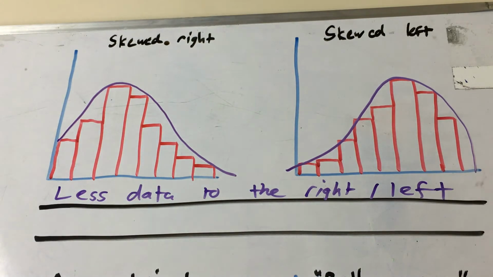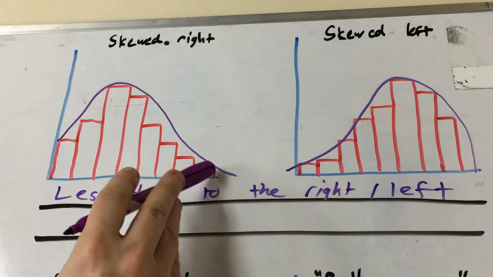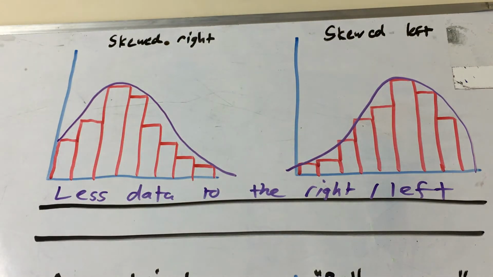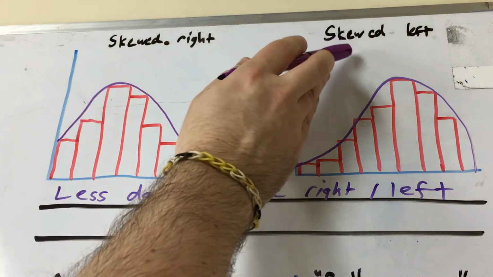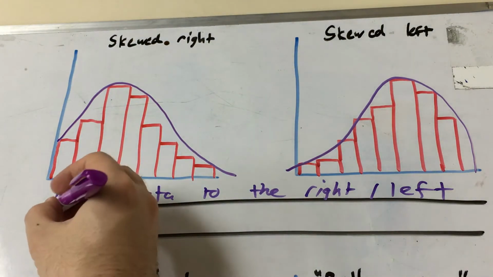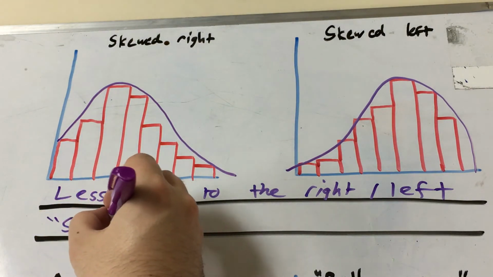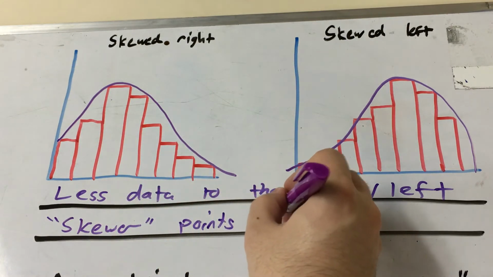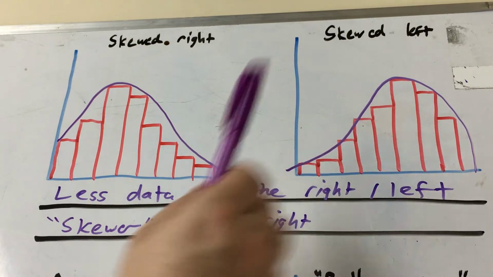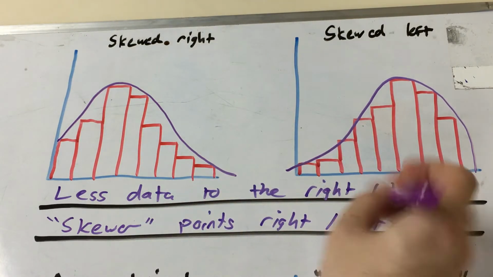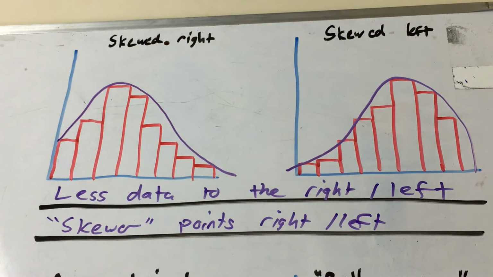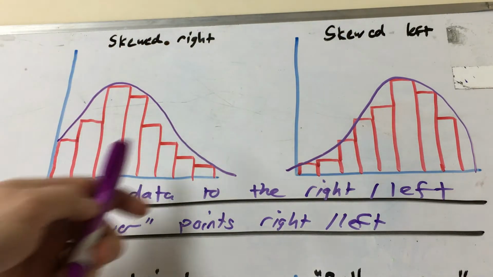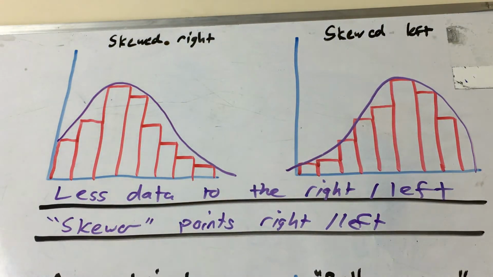And I also like to think of this as, if you can see this coming to a point to the right of the graph or to the left of the graph, I like to think of that point as a skewer. And since we call these distributions skewed, then I'm going to go ahead and say that we're just looking at a skewer that points either right or left. And it's a bit counterintuitive because in a skewed right distribution you have more data to the left, in a skewed left distribution you have more data to the right. That's why I came up with the skewer trick. I think it helps to overcome that bit of counterintuitiveness about this idea.